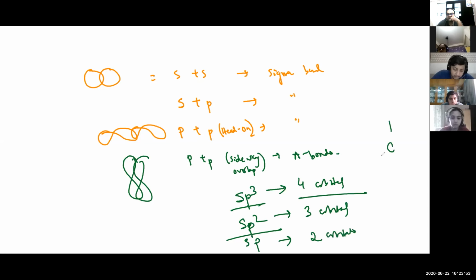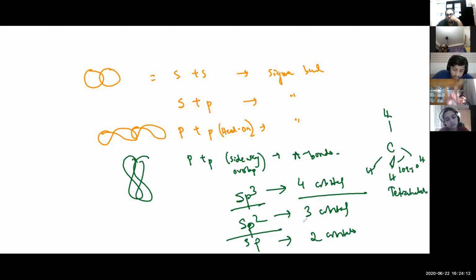For example, CH4. What is the bond angle for CH4? 109. Very good, 109.5 degrees. And what is the shape? Tetrahedral.